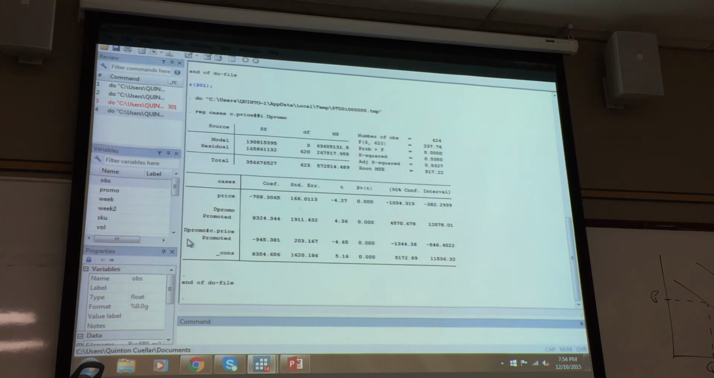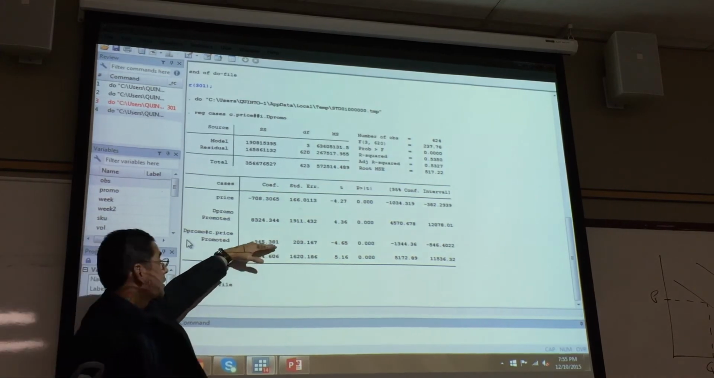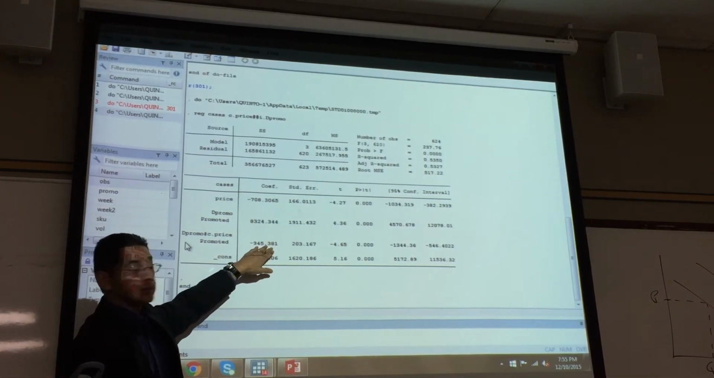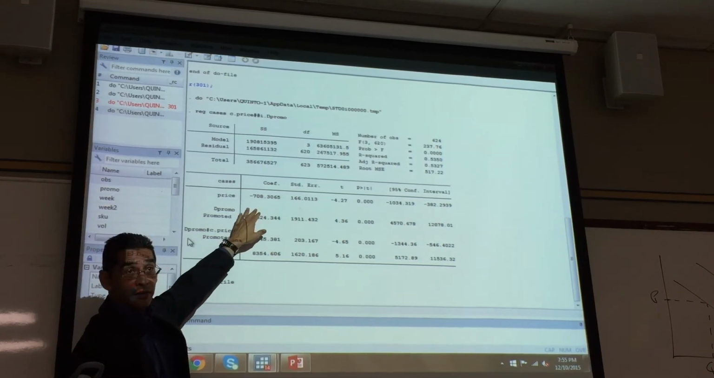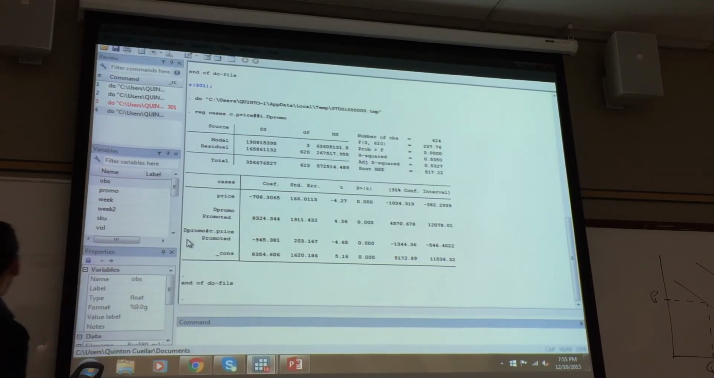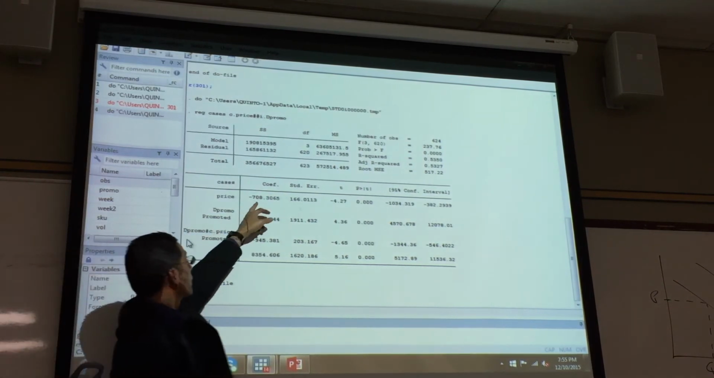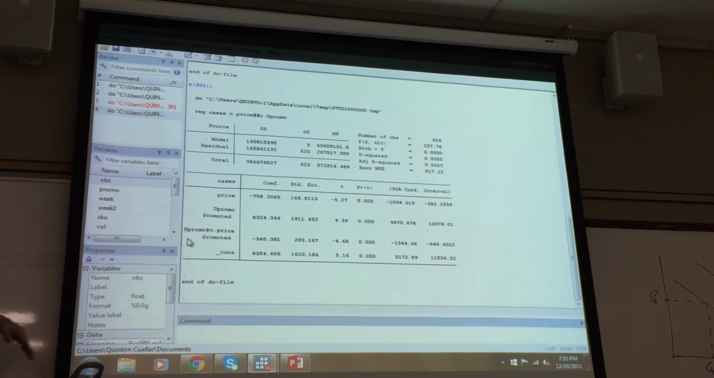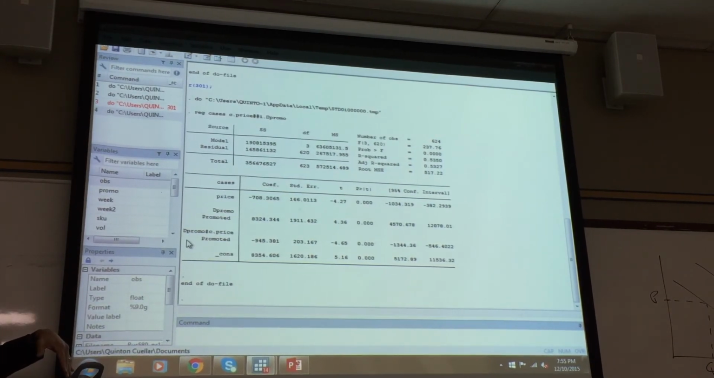Difference in slopes? This tells us that the promoted demand curve is more negative than the non-promoted demand curve. In other words, people are more responsive. For example, for a $1 increase in price on the non-promoted demand curve, they buy 700 fewer cases.